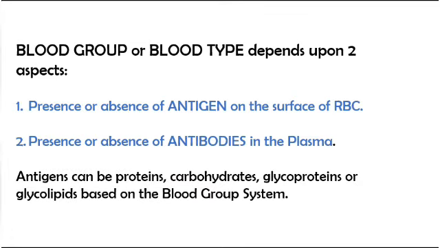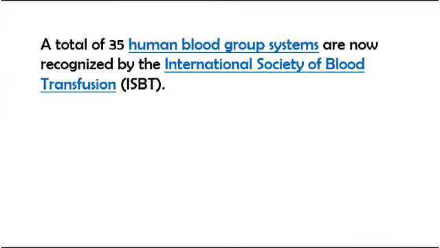And the antigens can be either proteins, carbohydrates, glycoproteins or glycolipids, based on the blood group system. It is not necessary that every time the antigen will be protein only. But in the ABO blood grouping system, mainly the antigens are proteins. But there are many other blood group systems about which we might not be knowing and that are not of very much significance also. In those systems, the antigens can be either carbohydrates, glycoproteins or glycolipids.